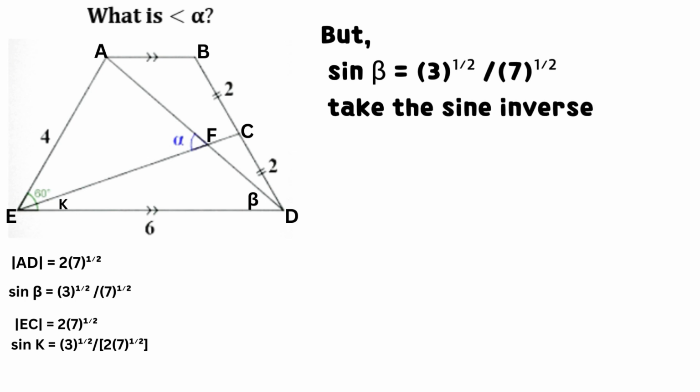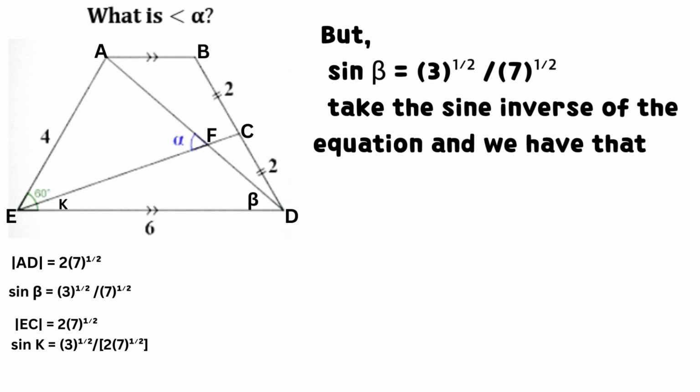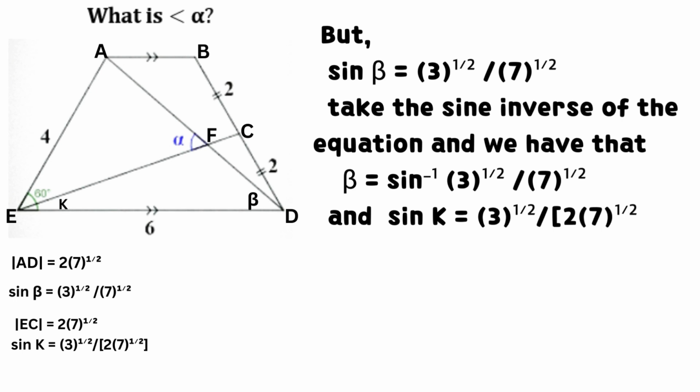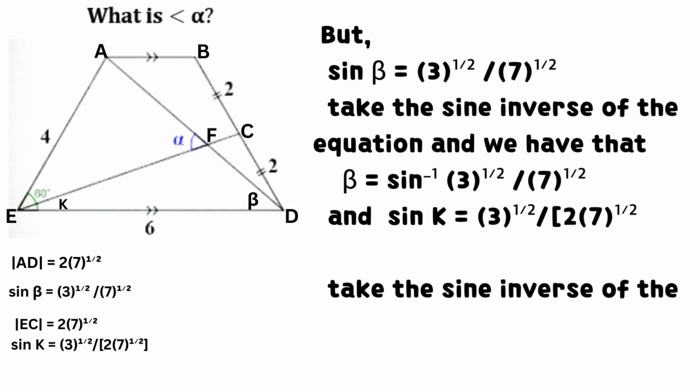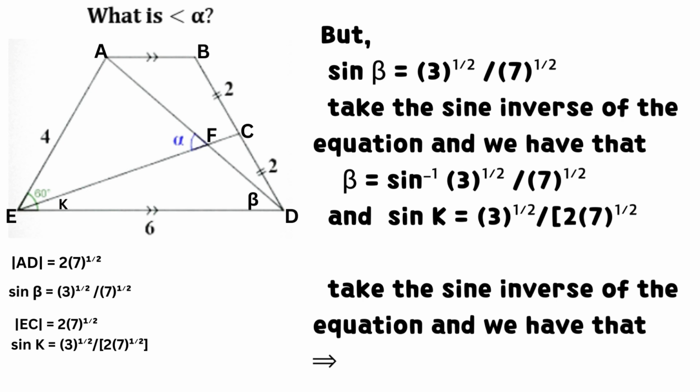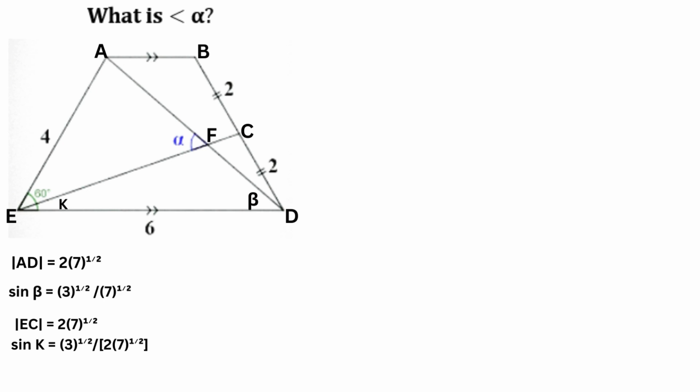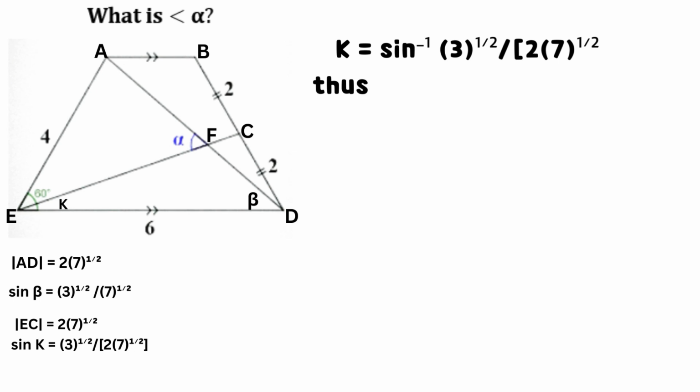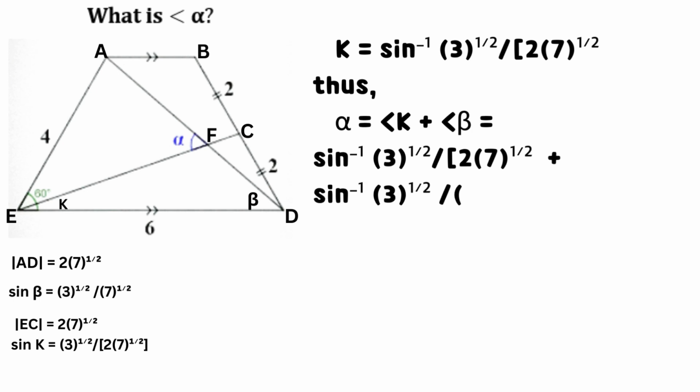But sine beta equals the square root of 3 divided by the square root of 7. Take the sine inverse of the equation, and we have that beta equals sine inverse of the square root of 3 divided by the square root of 7. And sine K equals the square root of 3 divided by 2 times the square root of 7. Take the sine inverse of the equation, and we have that K equals sine inverse of the square root of 3 divided by 2 times the square root of 7.